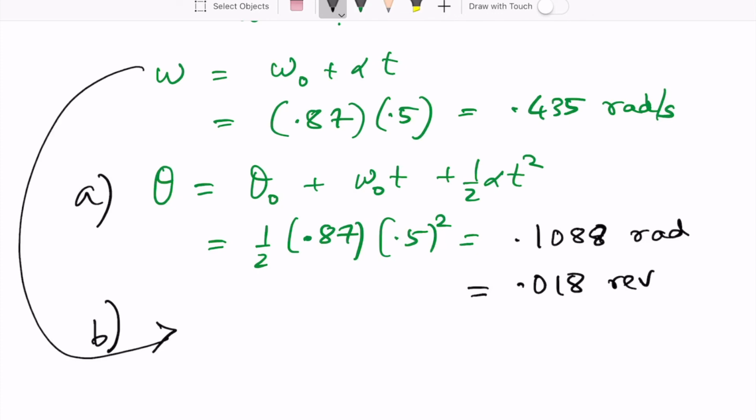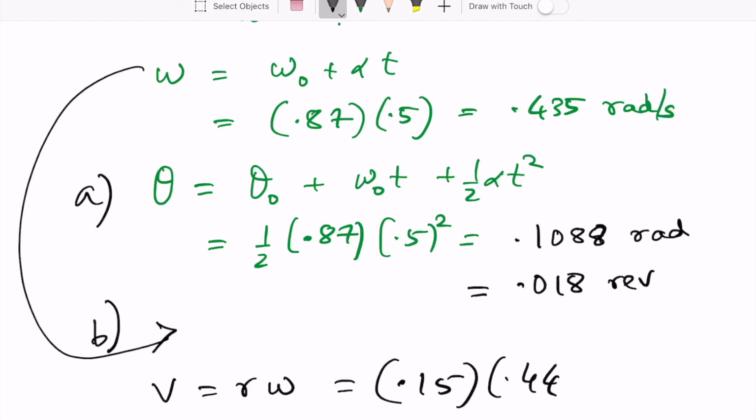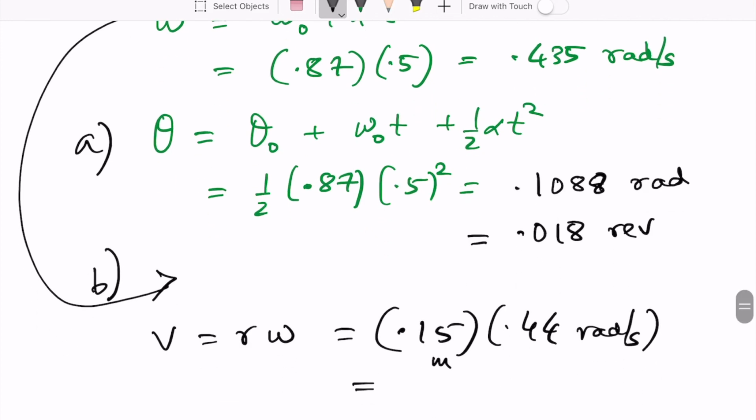For the tangential speed of the rim, we can just do V is equal to R omega. A point on the rim is at a distance of 0.15 meters from the center, the radial distance, the radius of the rim. So it's just going to be 0.15 multiplied by omega, which we just calculated, which is 0.44. So this is meters, this is radians per second, and this gives 0.066 meters per second. Okay.